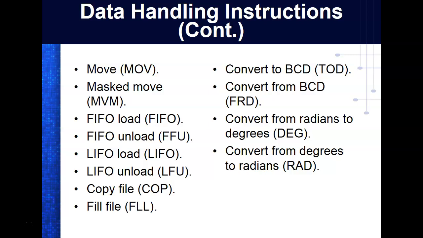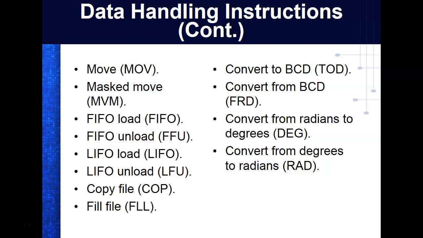We call this a move with mask, which is an AND mask, which is probably the most popular mask there is, because that mask does what? It strips off bits we're not interested in. It makes them zero. Our stack instructions, first in, first out, FFU. This is unload a stack, load a stack, set up a stack, copy file, fill information. A bunch of data files with the information we want to do. And these are the two we'll look at.